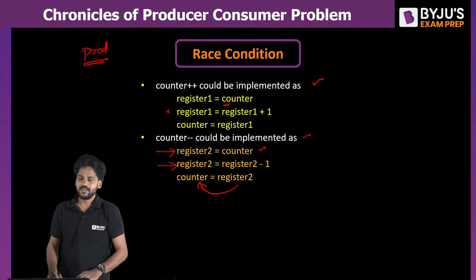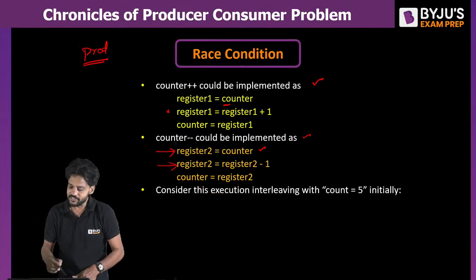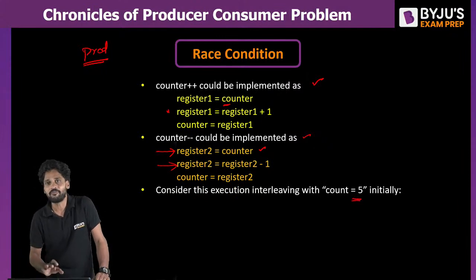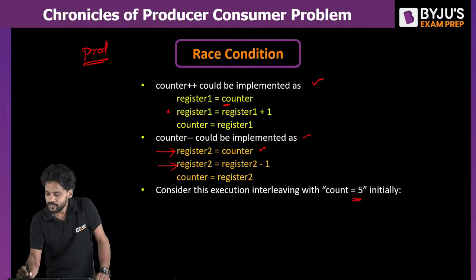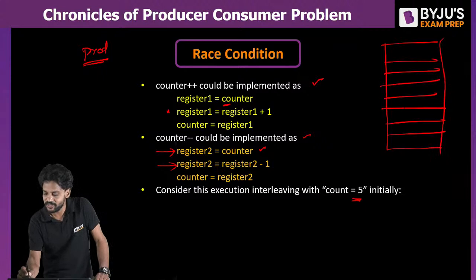Now let us say counter value. Within the next slide, I'm going to explain the execution interleaving with counter equal to 5. Counter value is equal to 5. Let us say he took the buffer size as 10. Total 1, 2, 3, 4, 5, 6, 7, 8, 9, 10.